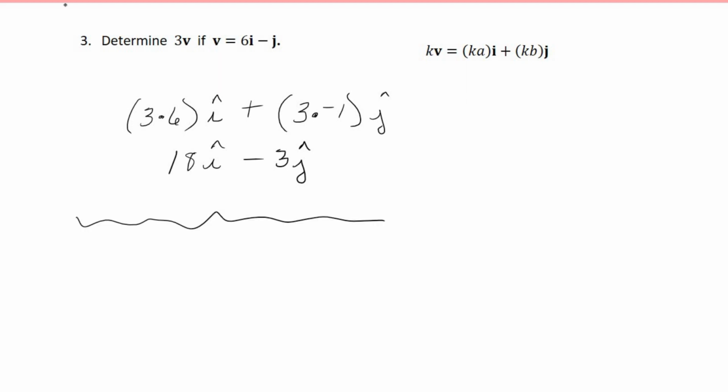The second way to do this problem is to treat this like 3 times the polynomial 6i minus j. What I'm going to do here is distribute the 3, and I get 18i minus 3j.